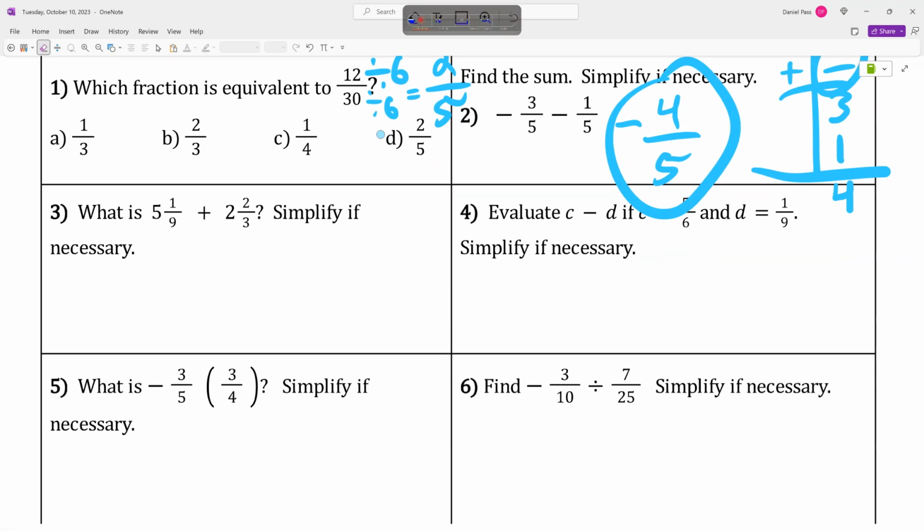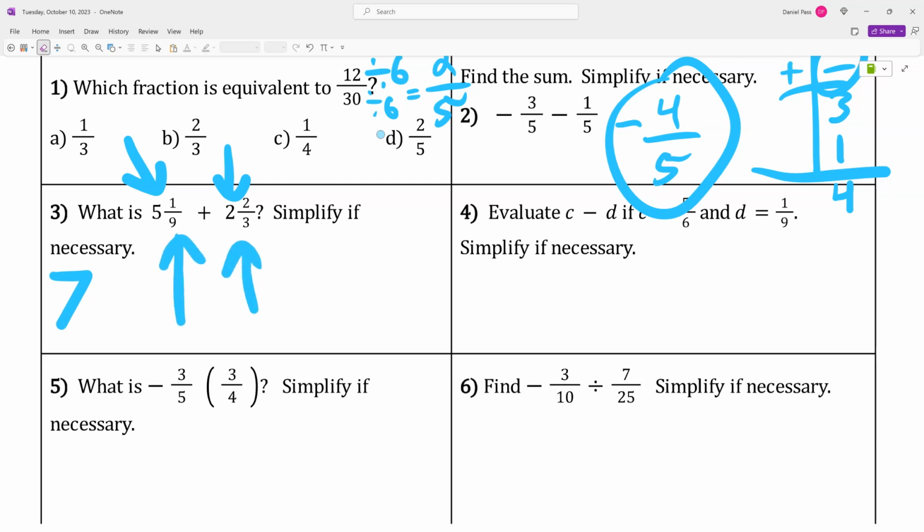So number 3. Now I suggest doing the whole numbers first. 5 plus 2, what's that make? 7. Either way is okay, but I think it's easier to do the whole numbers first. The only thing is when you do that, sometimes you're going to need to add one more if the fractions go over a whole number, but they didn't this time.